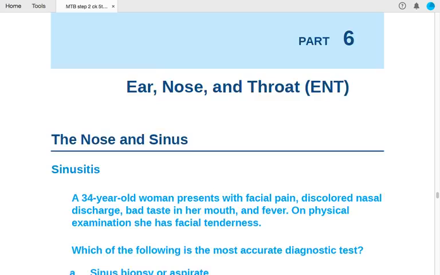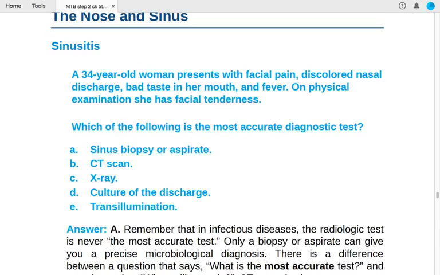So starting with the nose and sinus. First of all, sinusitis. A 34-year-old woman presents with facial pain, discolored nasal discharge, bad taste in her mouth and fever. On physical examination she has facial tenderness. Which of the following is the most accurate diagnostic test? So which test are you going to go for, which is considered to be the most accurate one?